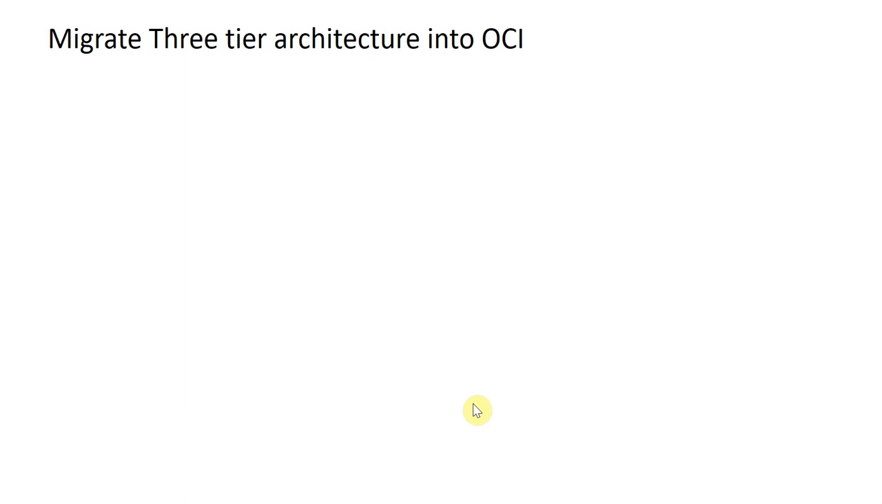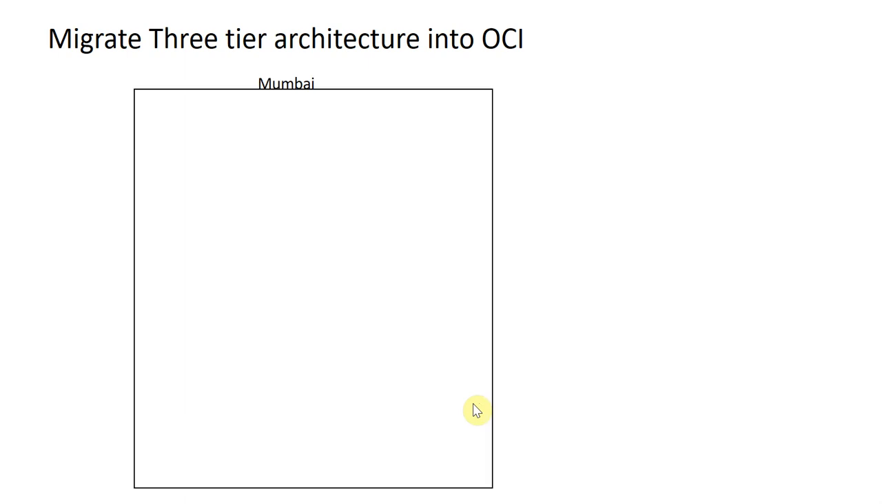The first step towards this cloud architecture is to identify the region, the place, the geographic location where we want to place our architecture. So let's first decide the region. Let me take an APAC region, Mumbai. So I have chosen the region here, and then I will create my tenancy in OCI.